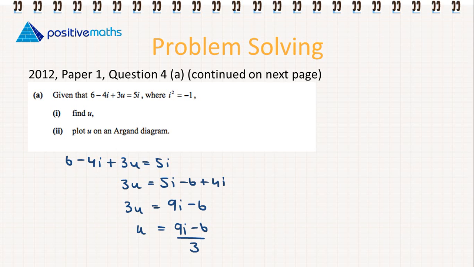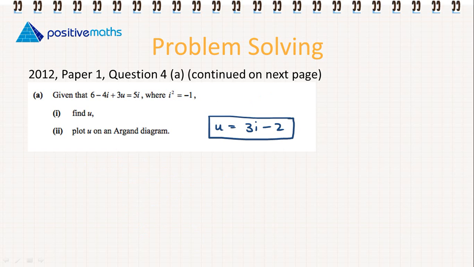So therefore u, and we'll just write it up here, u is going to be equal to 9i divided by 3 minus 6 divided by 3. So therefore u is going to be equal to 3i minus 2. So now we have to plot u on the Argand diagram.